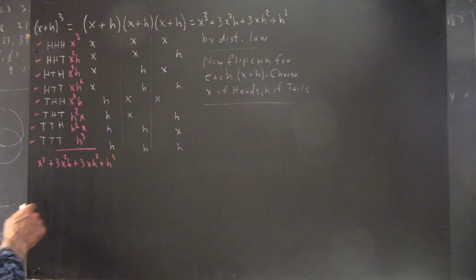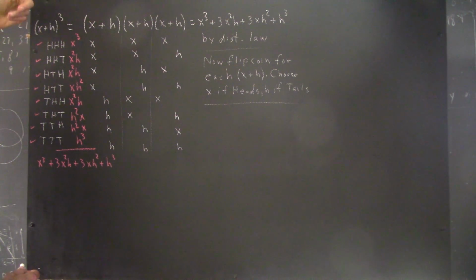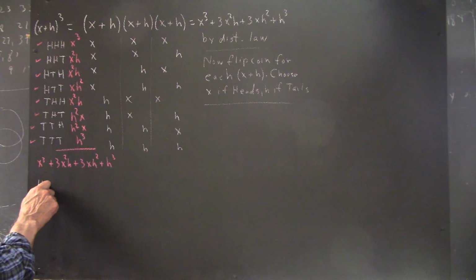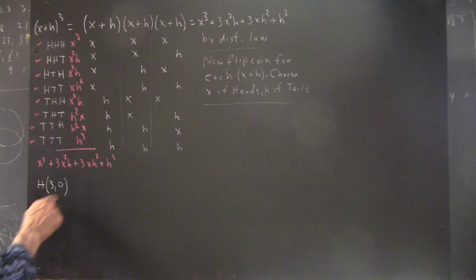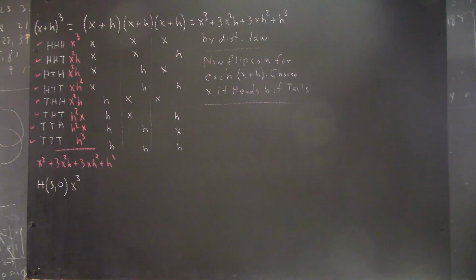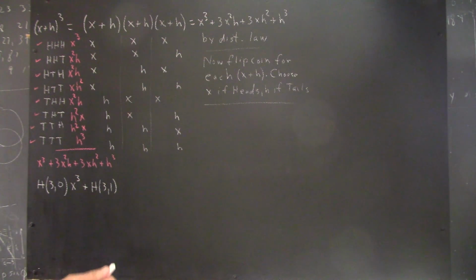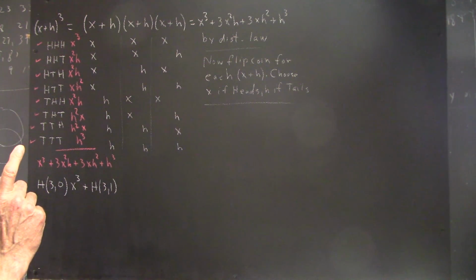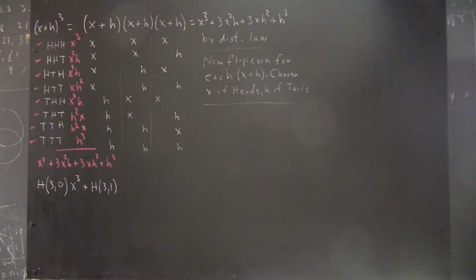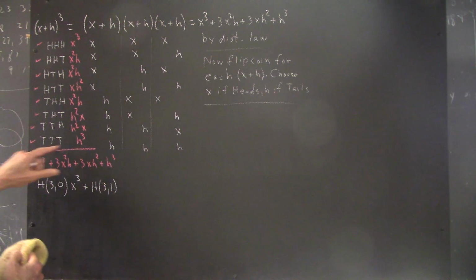Now remember that the number of ways we can get HHH, which is just 1 of course, is C of 3, 0, and that's of course 1, and that's how many x cubes we have. And then C of 3, 1 is the number of ways to get exactly 1 head. And I said that wrong. If we get 0 heads, we're not getting x cubed. If we get 0 heads, we would get this term, which would be h cubed.